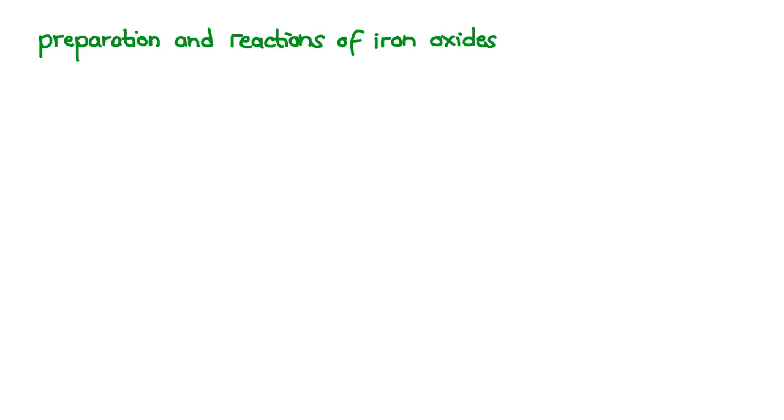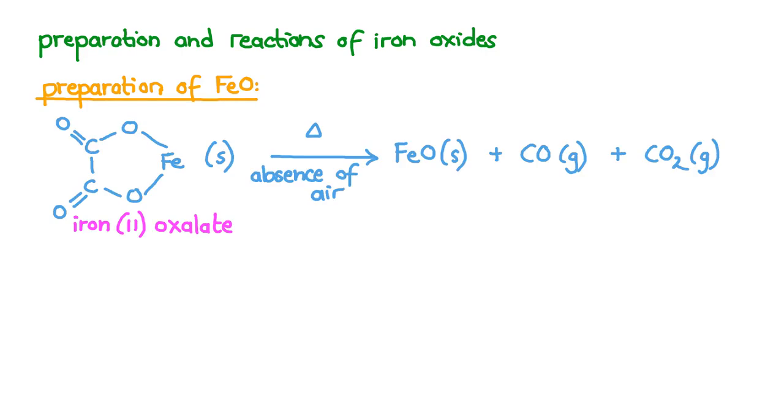Let's start with iron 2 oxide. How is it synthesized? FeO is prepared by the thermal decomposition of iron 2 oxalate in an inert atmosphere. In other words, in the absence of air. This is the structure of iron 2 oxalate, and the byproducts are carbon monoxide and carbon dioxide gases.